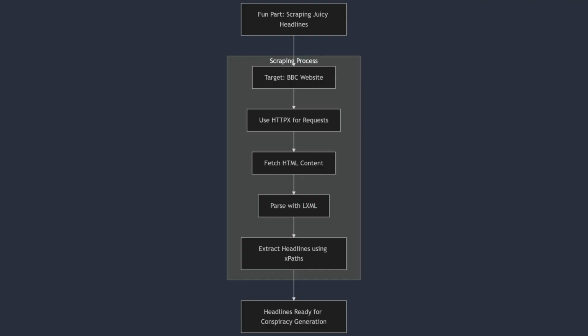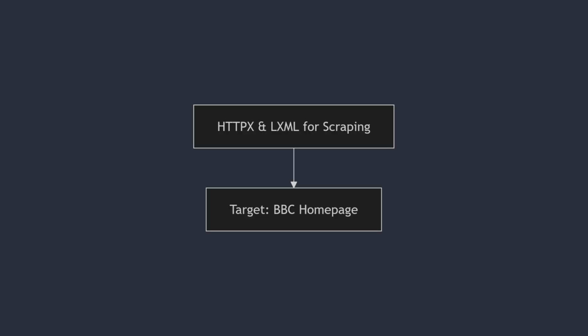Now for the fun part, scraping juicy headlines. This is probably the easiest section. And if you ever wanted to collect the kind of nonsense that keeps Aunt Karen's Facebook group frothing at the mouth, you're gonna love this. Let's start with BBC. Like I said earlier, we're using HTTPX and LXML to scrape the web, and if you think there are better options, I don't really care. I've already committed to this combo. You can fight me in the comments later.